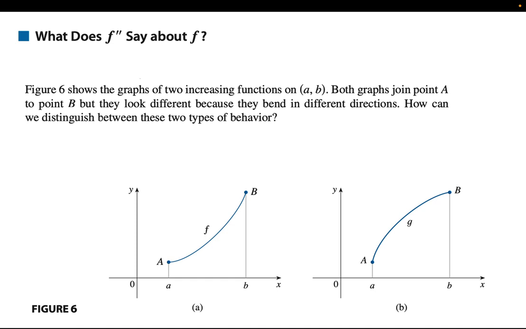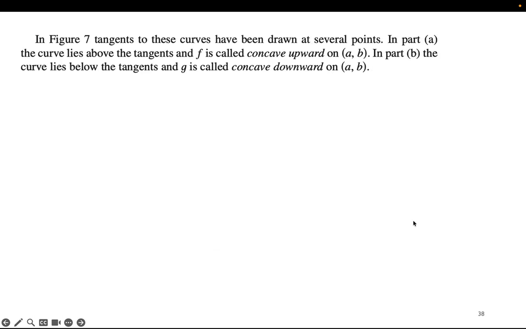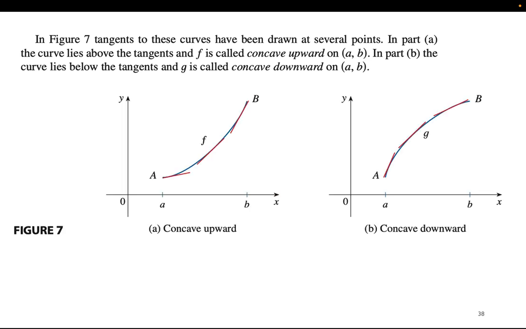But notice that in these two functions, the function is increasing differently. On the left side, the function is increasing, but it keeps increasing faster and faster. On the right side, it's increasing, but it's slowing down as you go up. It's not increasing as fast. So these two have different behavior that f prime cannot see, but f double prime can help us distinguish these two cases. Let's see how. It has to do with something called concavity. There's concave up and concave down, and that would distinguish these two cases.